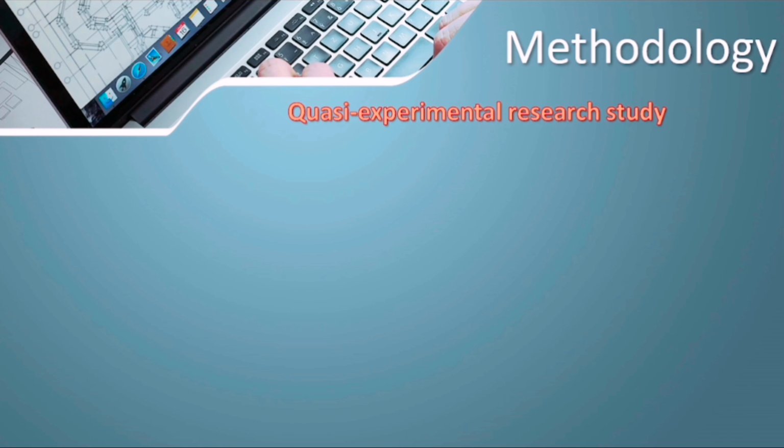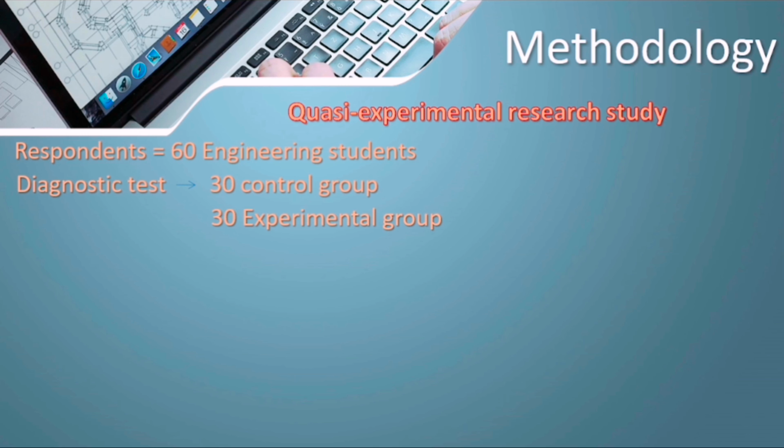Now our methodology. This is a quasi-experimental study. We have 60 engineering students as respondents. We have a diagnostic test, and we divided them into two groups of 30, the control group and the experimental group. So we have pre-tests and post-tests, and we use rubrics for scoring.